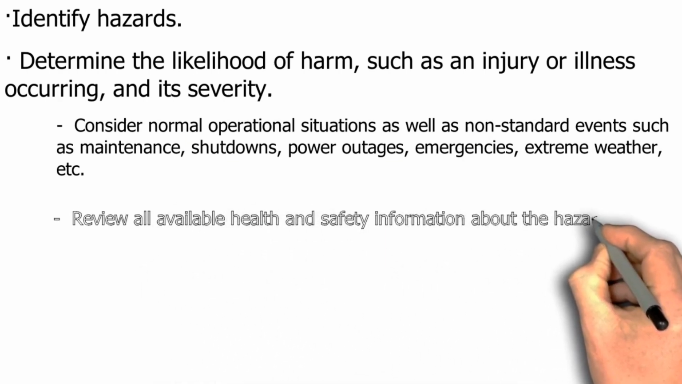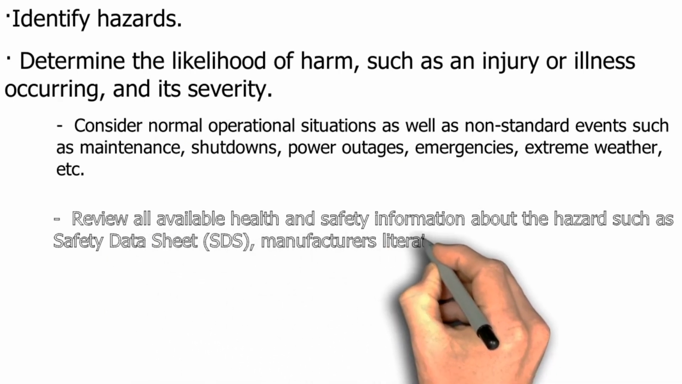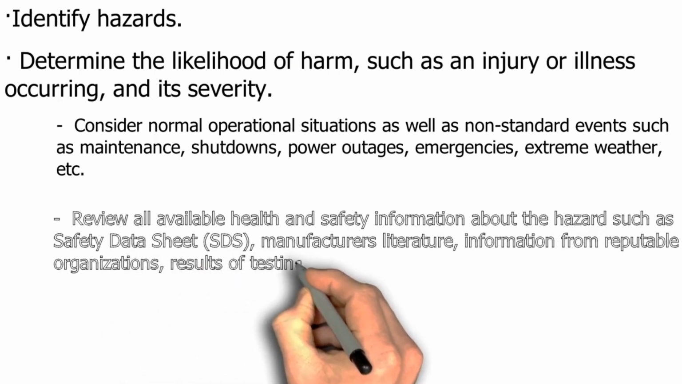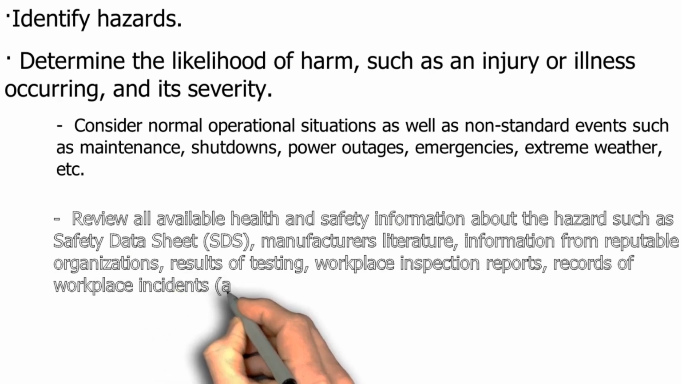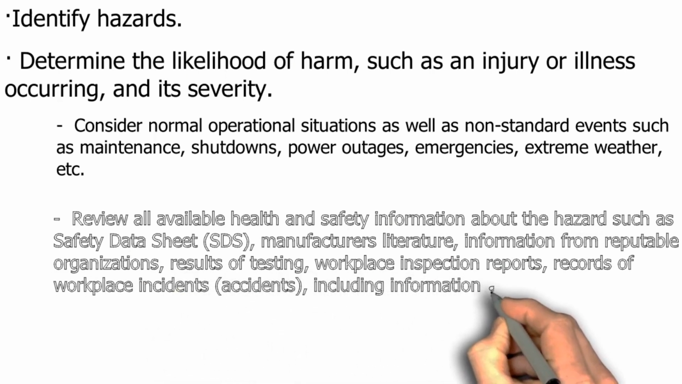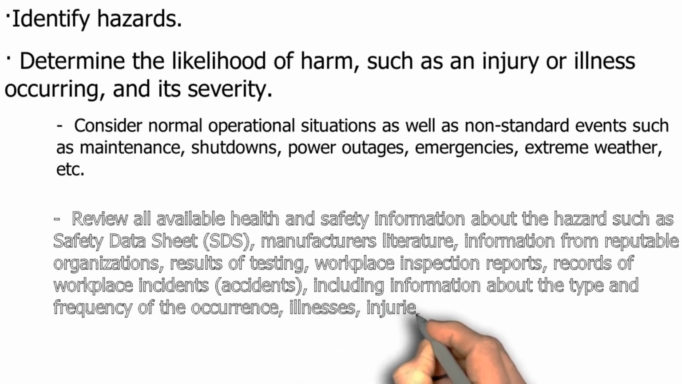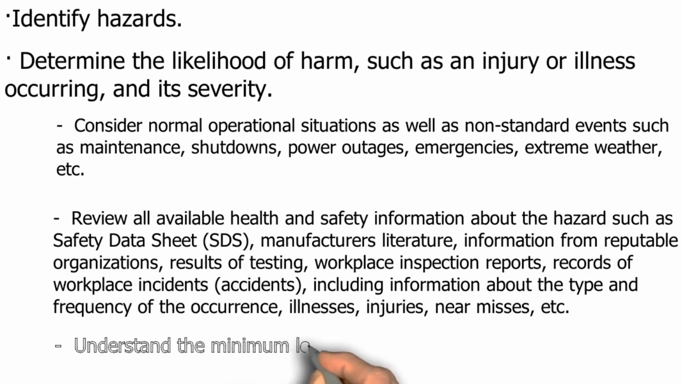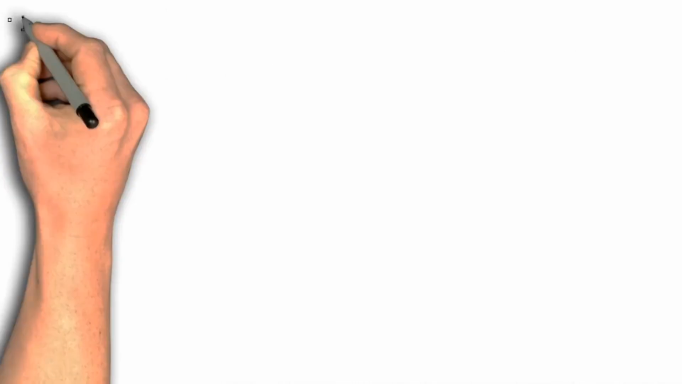Review all available health and safety information about the hazard such as Safety Data Sheet (SDS), manufacturer's literature, information from reputable organizations, results of testing, workplace inspection reports, records of workplace incidents, accidents, including information about the type and frequency of the occurrence, illnesses, injuries, near misses, etc. Understand the minimum legislated requirements for your jurisdiction.